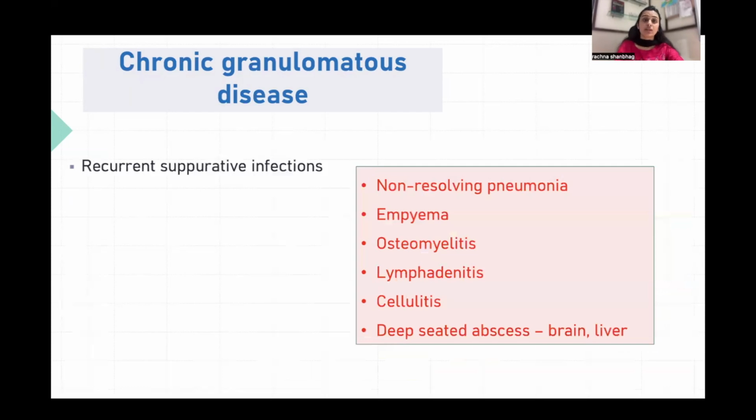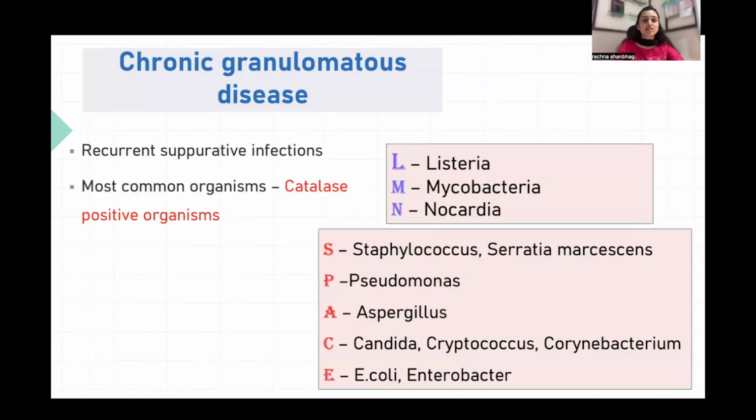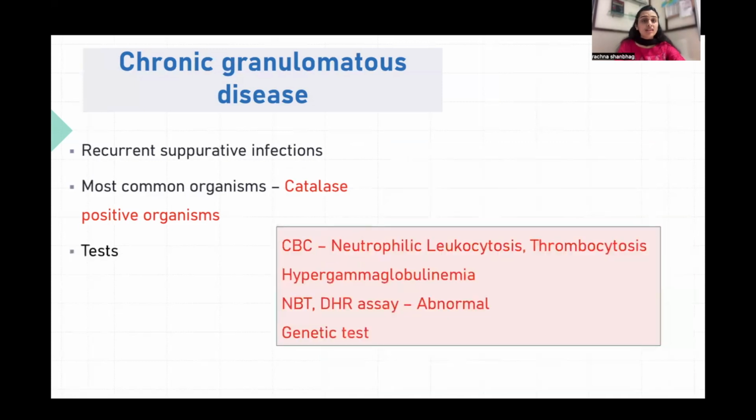These children often present with recurrent suppurative infections such as non-resolving pneumonia. They can come with empyema, osteomyelitis, lymphadenitis, cellulitis, and even deep-seated abscesses involving the brain and liver. Some characteristic organisms are seen in CGD patients. They are often catalase-positive organisms, and they can be remembered by a simple mnemonic known as element space: Listeria, Mycobacteria, Nocardia, Staphylococcus, Serratia, Pseudomonas, Aspergillus, Candida, Cryptococcus, Corynebacterium, and other organisms like E. coli and Enterobacter.